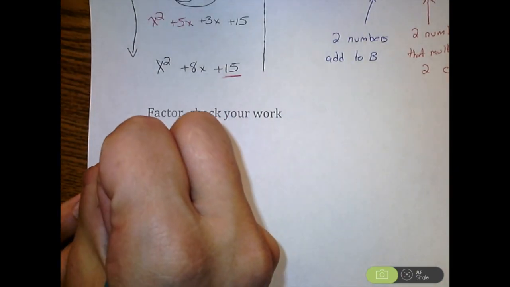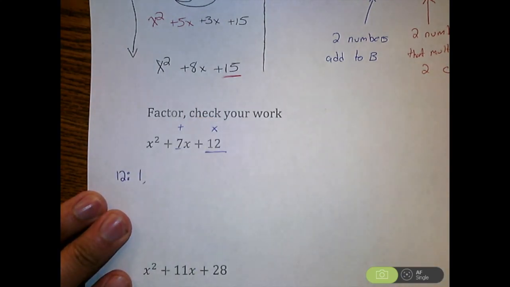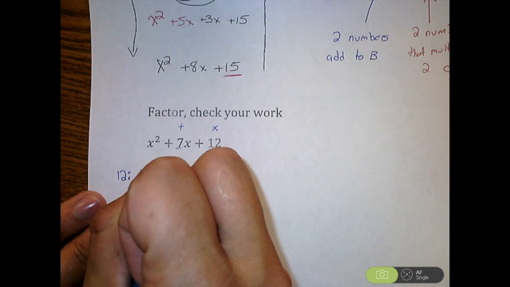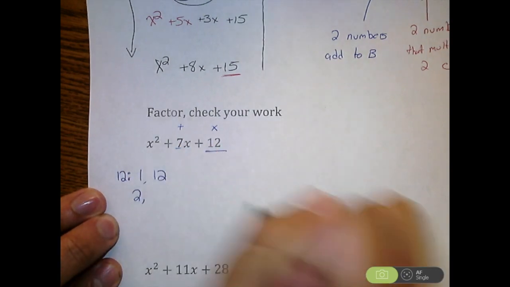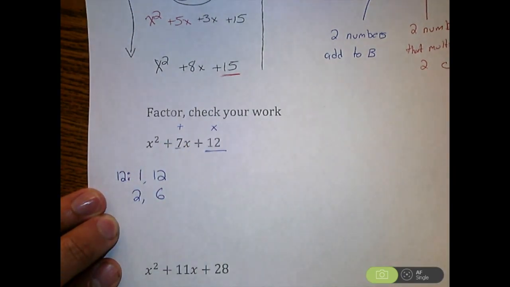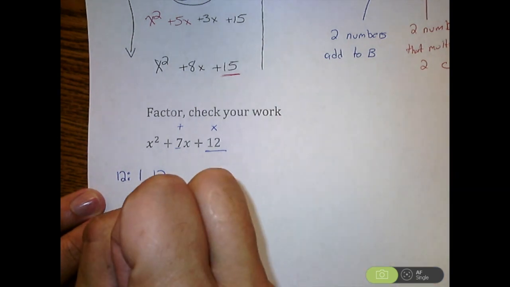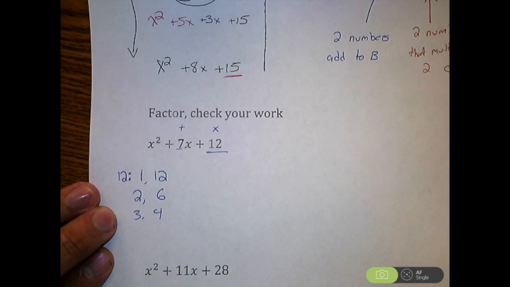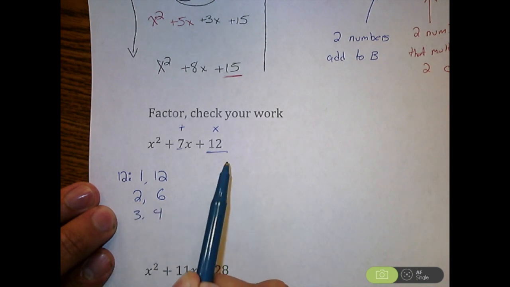1 times what gets me 12? Well, 1 times 12 gets me 12. Then I think about 2. 2 times 6 gets me 12. 3 times 4 gets me 12, and that's it. Now what I'm looking for is two numbers that multiply to 12. Here are all the different pairs that multiply to 12.